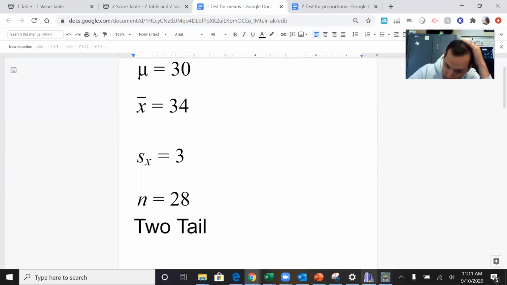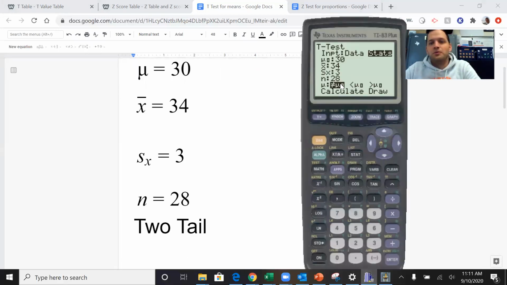All right, so here we go. I pull up my calculator. Which of these should I use if I'm thinking it's going to be a two-tail test? I'll use not equals, less than, or greater than. Remember, this is the alternative hypothesis I'm looking for. Well, we are thinking that the alternative hypothesis could be either greater than or less than, since it's a two-tail test. So we're going to go with not equal to.